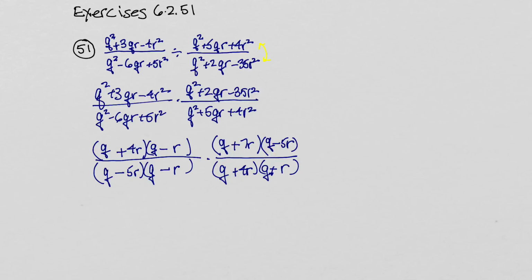So let's see. Q plus 4r goes with q plus 4r. Q minus r with q minus r. Q minus 5r, q minus 5r. I think that's it. So we're going to be left with this. Q plus 7r over q plus r.